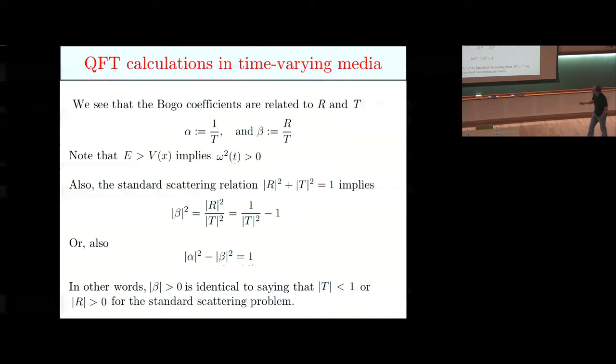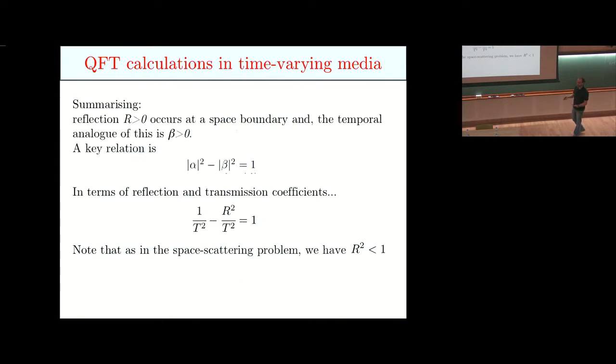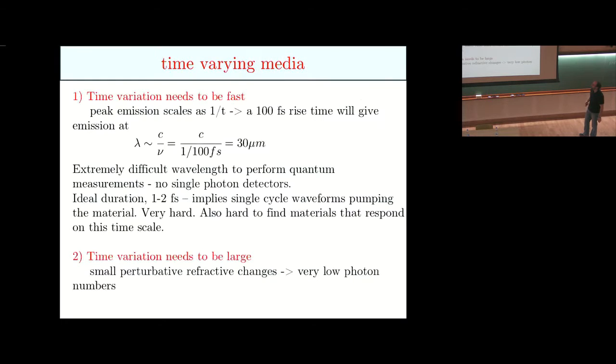Okay, and essentially the point is that beta greater than 0 is identical to saying that the transmission is less than 1 or the reflection is greater than 0 for a standard spatial scattering law. So if you're happy with the fact that a piece of glass reflects light, then you should be equally happy that a piece of glass that changes in time has to have beta greater than 0, or in other words, acts as an amplifier, and can also amplify quantum fluctuations. That's the essence of the problem.